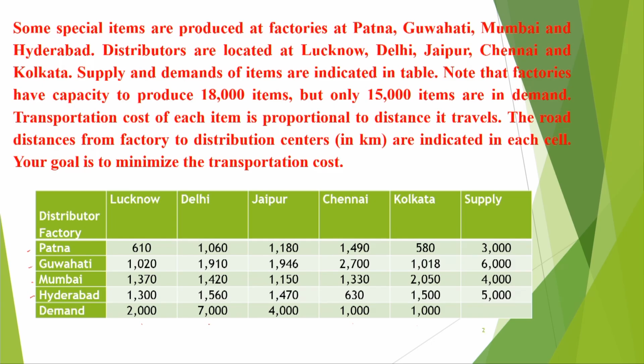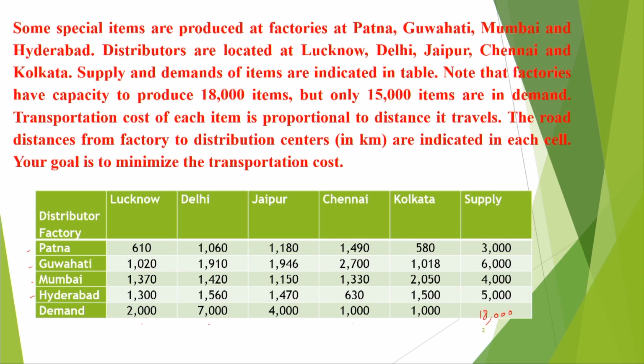Note that the factories have the capacity to produce 18,000 items. If you sum 3,000, 6,000, 9,000, 13,000, 15,000, 18,000, 18,000 is the total supply. That means the total production of items is 18,000, but our demand is only 2 plus 7 is 9, plus 4 is 13, 14, 15. Demand is only 15,000. So, it is actually unbalanced.